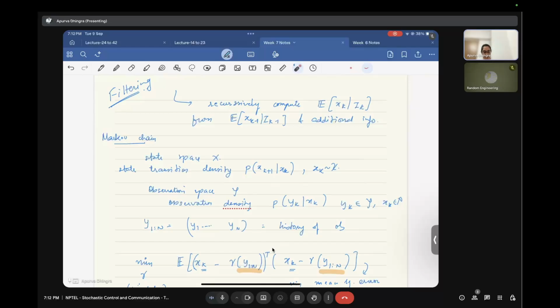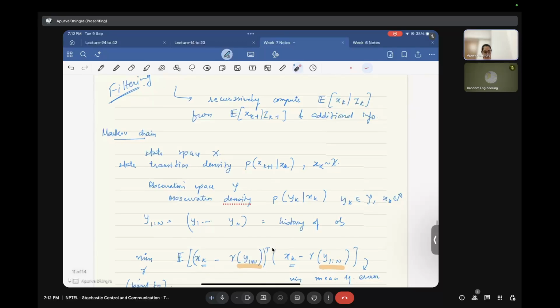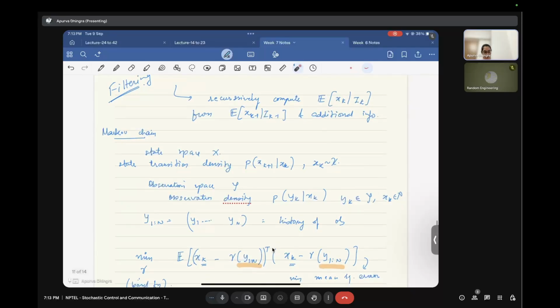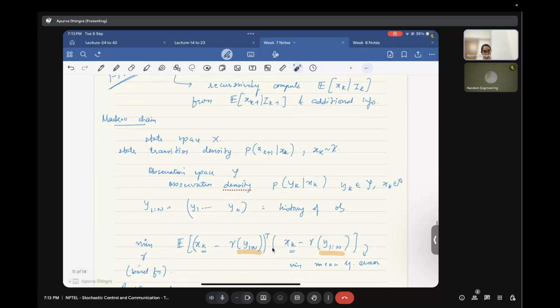So let's say our state space consists of X. The transition probabilities are some probability of going from state xk to state xk plus 1. We have the observation space, and there is some probability of observations also. So if the true state is xk, what is the probability of making an observation yk? Those types of probabilities, let's say, are known to us. These are the priors of the problem, the description of the problem. And these observations, the y's, are the history of observations for us. This is just notation.